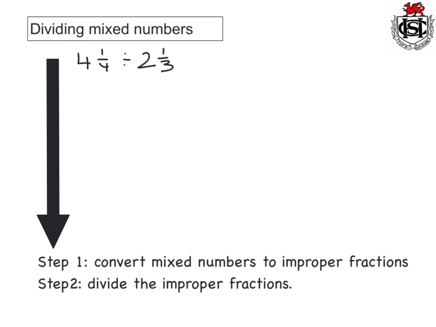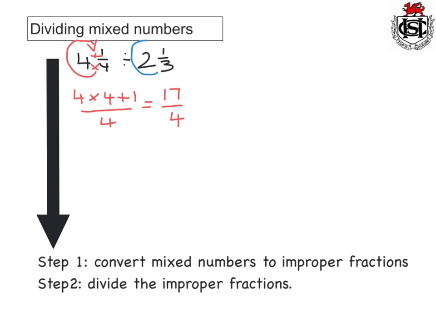Division is very similar to multiplication. We need to convert the mixed numbers into improper fractions and then divide them as we would normal fractions. So let's convert 4 1/4 into an improper fraction. So we get 4 times 4, add 1 as the numerator, and 4 is still our denominator. So 4 times 4 is 16, add the 1 is 17 over 4. And we want to divide that by 2 1/3.